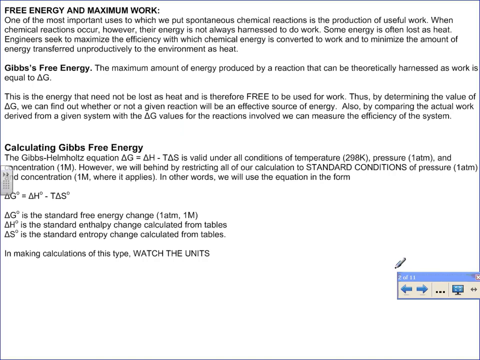Now Gibbs free energy is the energy that's available to do work. Oftentimes in a system, the energy that's available to do work is lost in the form of heat. And what engineers are often trying to do is determine ways that they can improve the efficiency of the system and ensure that that energy that's free or available to do work is not being lost to heat, but is being harnessed to do other things.